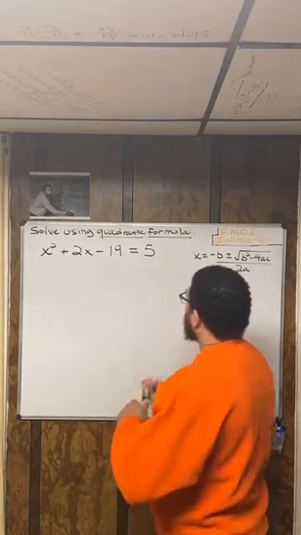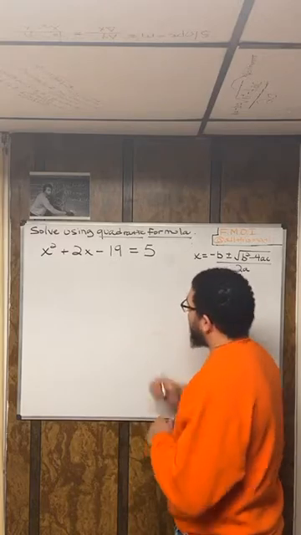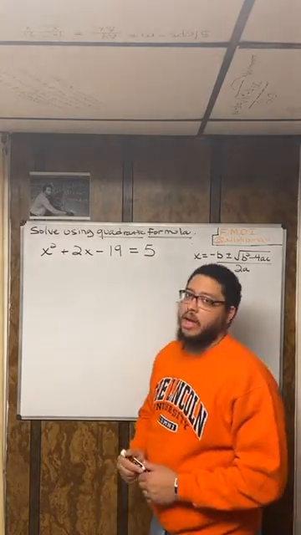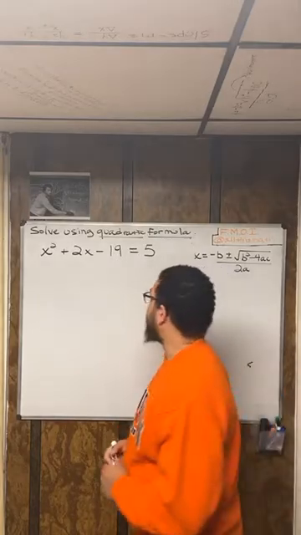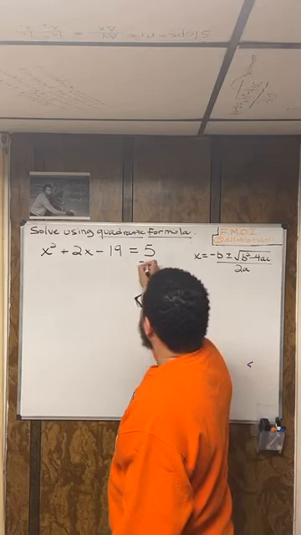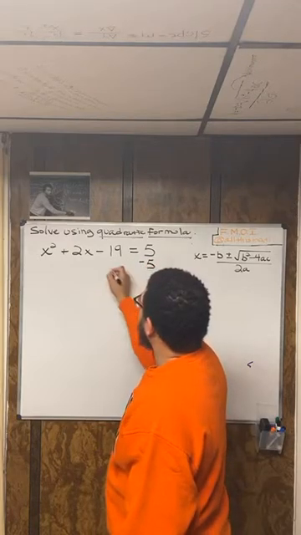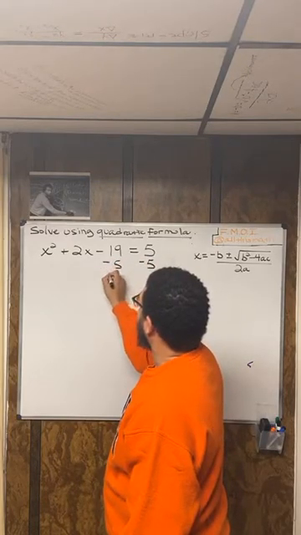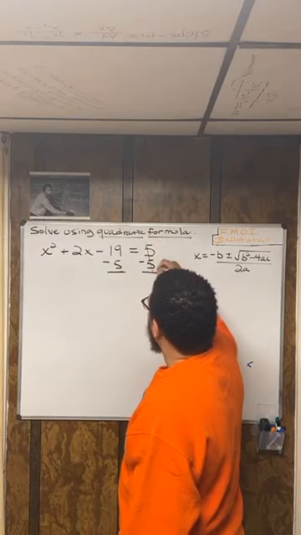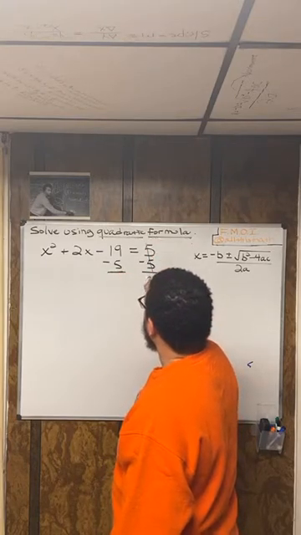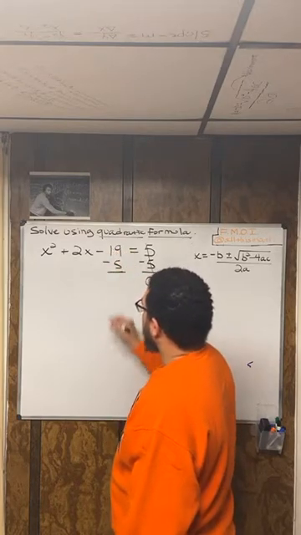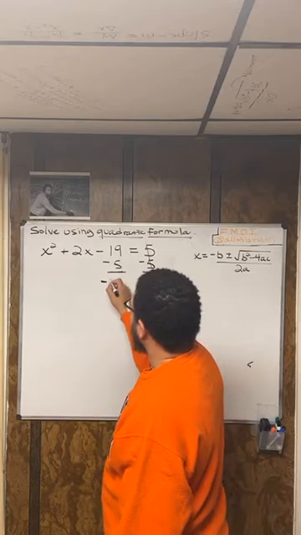So what I need to do is get rid of this positive 5 over here. Now, the opposite of a positive 5 is a negative 5. So I want to subtract 5 on both sides of this equation. So vertically, I'm going to write minus 5. And over here, I'm going to write minus 5. So 5 minus 5 is going to be 0. And then negative 19 minus 5 is going to be negative 24.